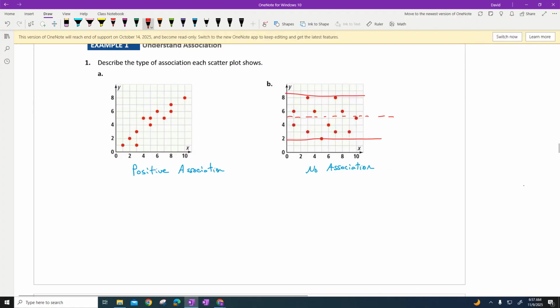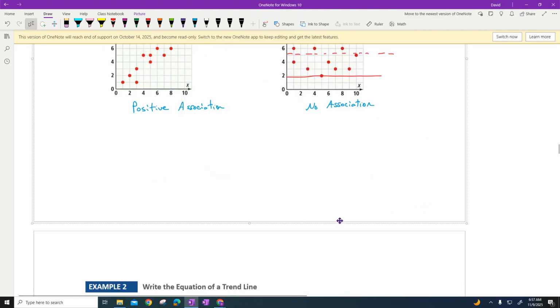Okay? So sometimes if they're going to force us in business or on graphs to draw a trend line, we can draw a horizontal trend line like this one. Okay? Just a little side note.